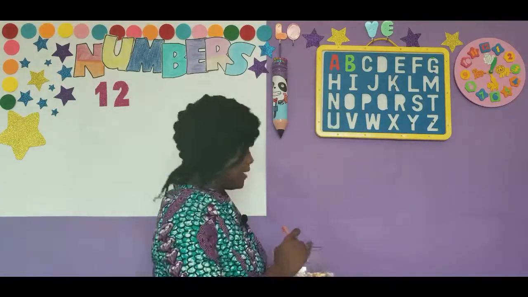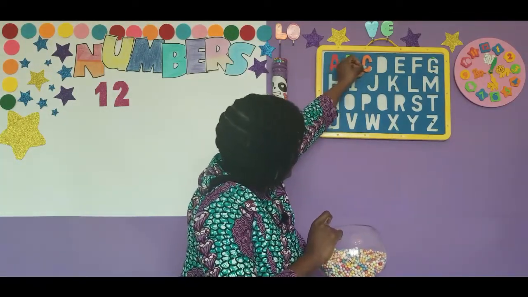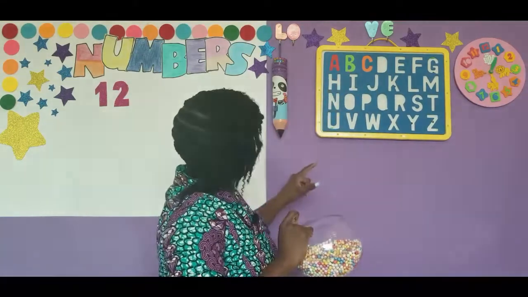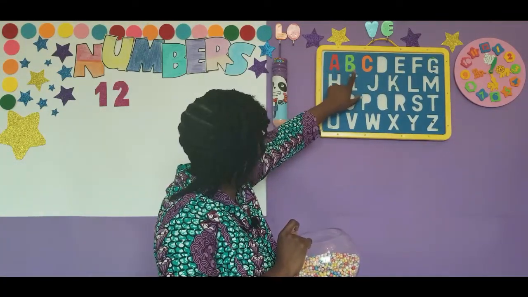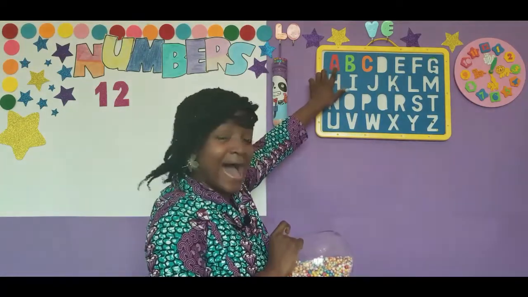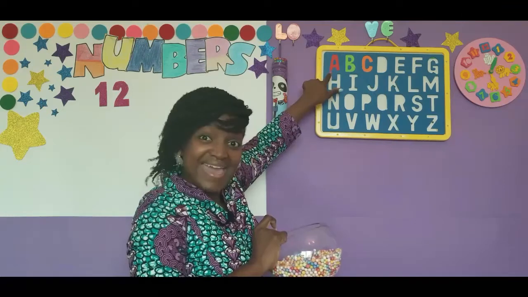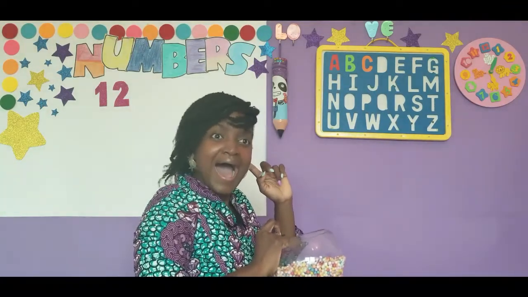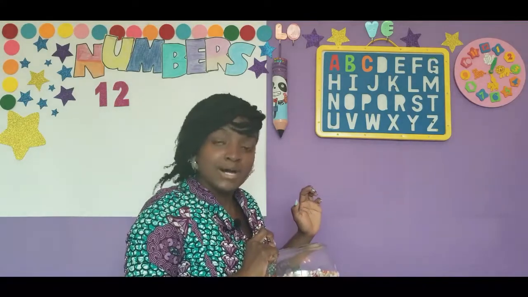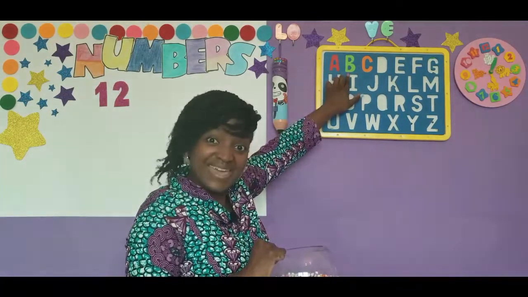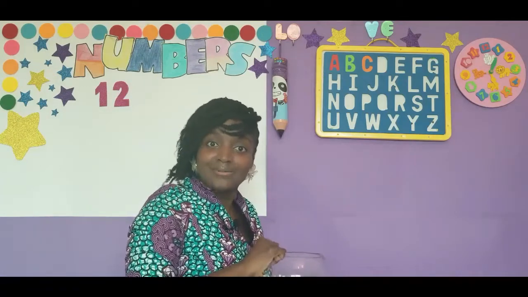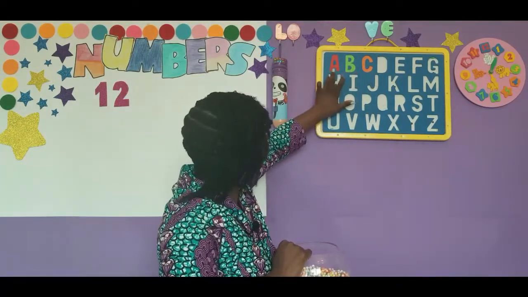Let's put it up here, right up here. Where does it go? It goes here, next to the letter B. Oh, now we have A, B, and C. What is the sound of the letter A? A, A, A, A. That's the sound. What about this one? The letter B. The sound is B, B, B. And we just looked at this one. The letter C. The sound is K, K, K, K. Wow. We've looked at A, B, and C.